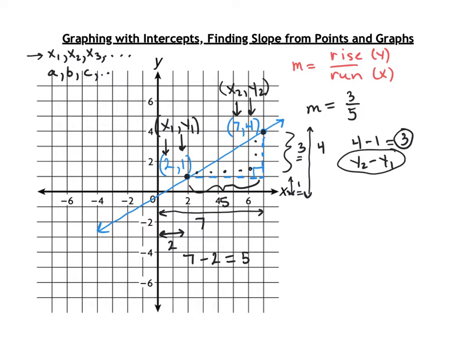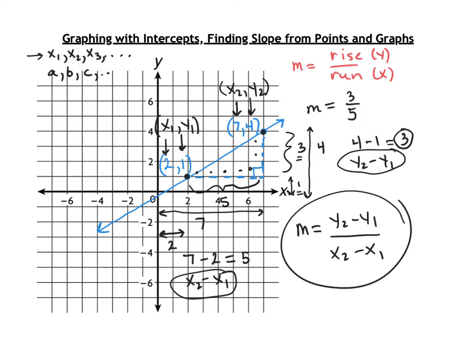And that's how we got 3/5, 3 over 5. Instead of 7, I'll use my variable, it's x2. Instead of 2, I'll use my variable, it's x1. This means subtract the x's to find the run. That means that slope in general is rise, subtract the y's to find the rise, over run, subtract the x's to find the run. This is the formula for slope, and you may have seen it before, but now you know where it comes from.